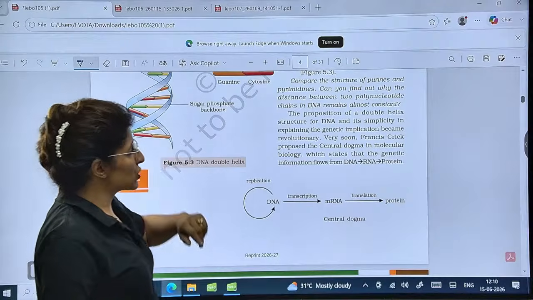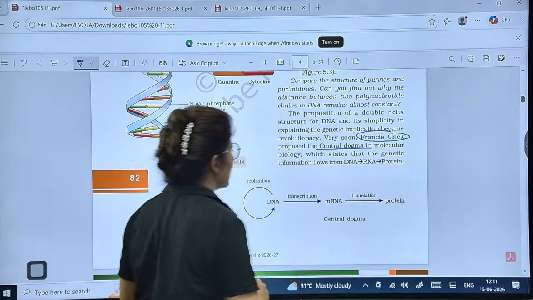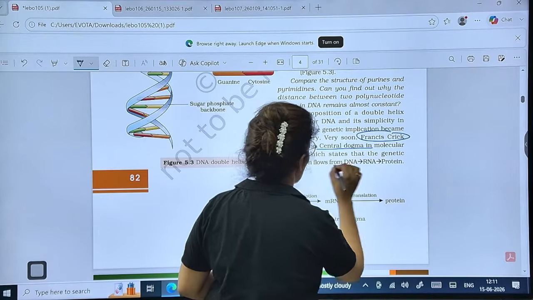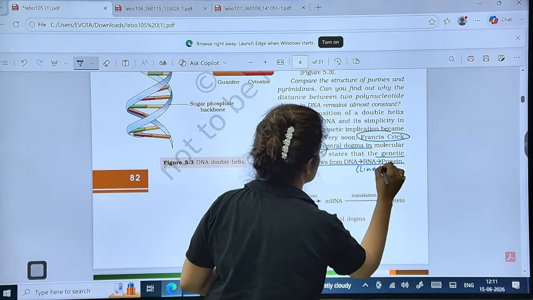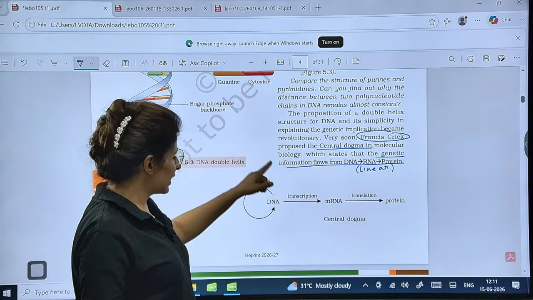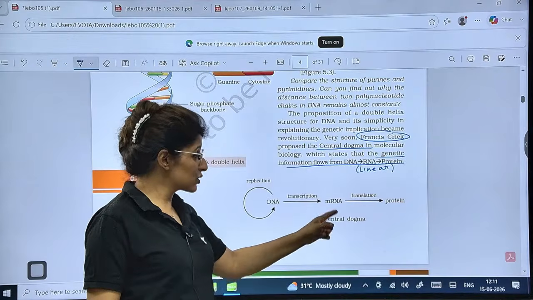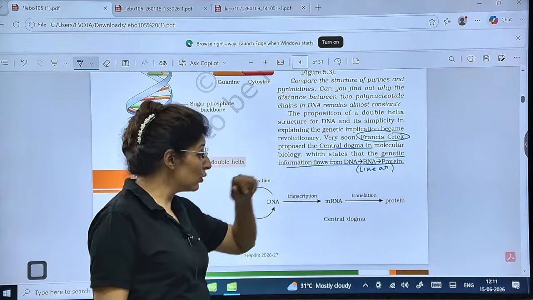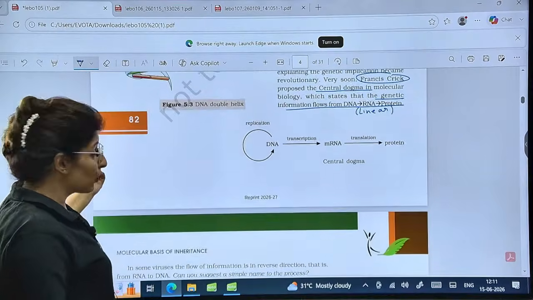Now, another proposition was given by Francis Crick, who gave the central dogma. It is the linear flow of genetic information. Either DNA will form DNA through replication, or it will form mRNA by transcription, and then mRNA will form protein through translation. So linear flow was given.